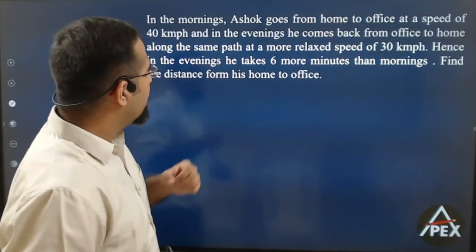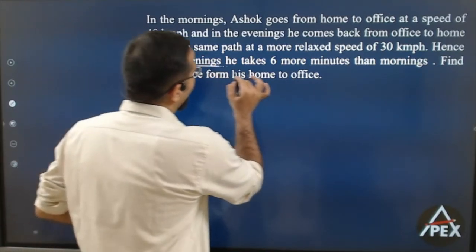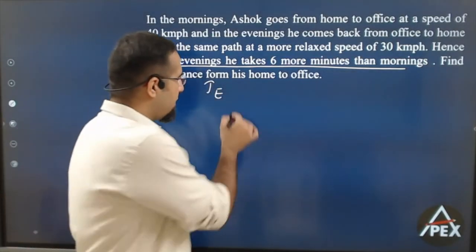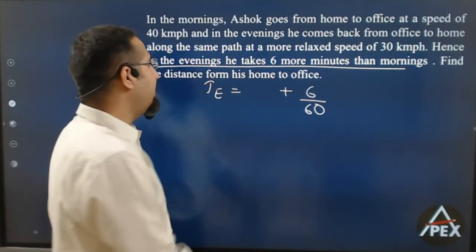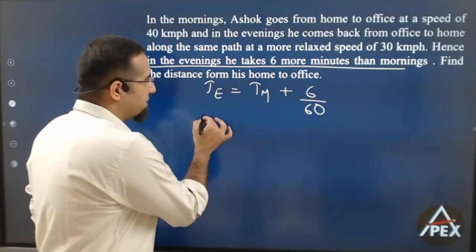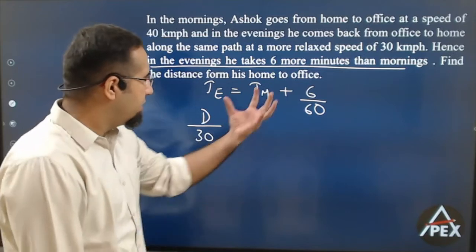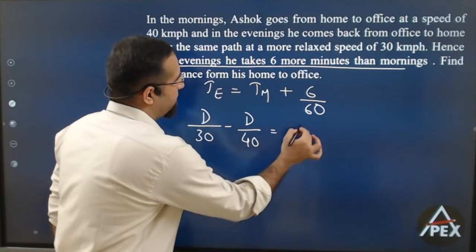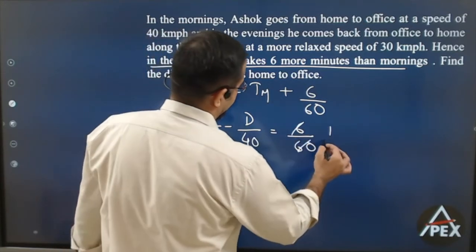Let's see this. The question says the distance is the same. One more angle of looking at this question is that the time taken by him in the evenings is 6 minutes more, let me write 6 by 60 more, than the time taken by him in the morning. Now what's the time taken? Let's say the distance is d kilometers. In the evenings, he's traveling at 30 kilometers an hour. Let me bring the time taken in the morning here: d divided by 30 minus d divided by 40 will be equal to 6 by 60. Now 6 by 60 is nothing but 1 by 10.